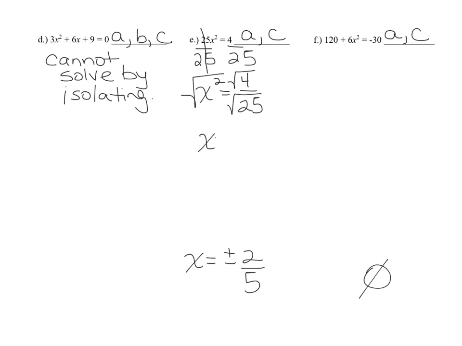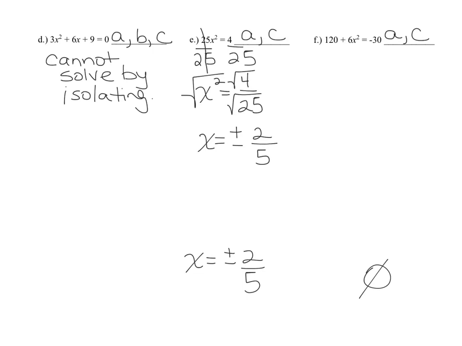And then you get x equals, well, the square root of 4 is 2, and the square root of 25 is 5. So you get 2/5, which you have to remember is plus or minus 2/5, because positive 2/5 squared and negative 2/5 squared end up giving you 4/25.